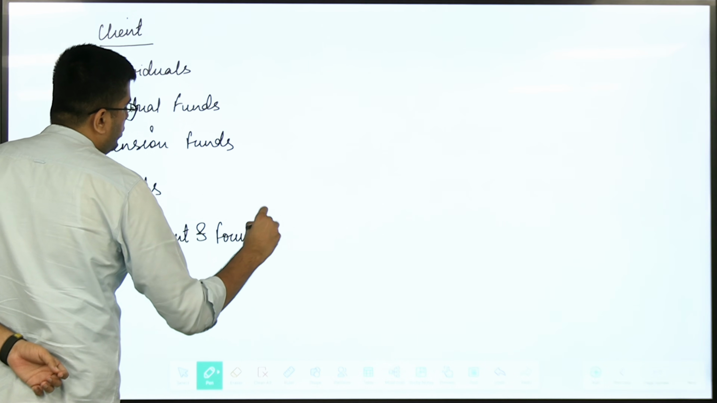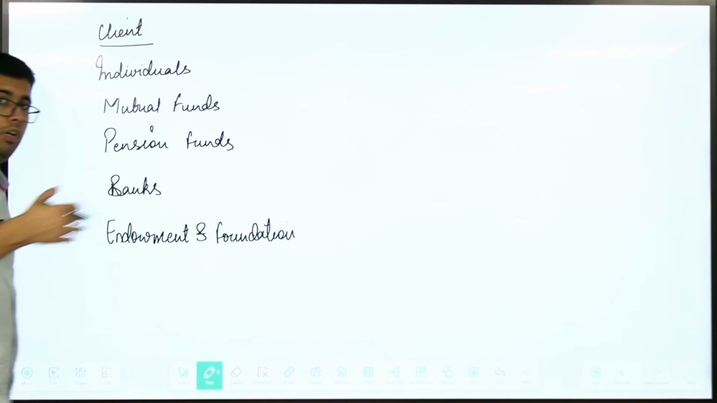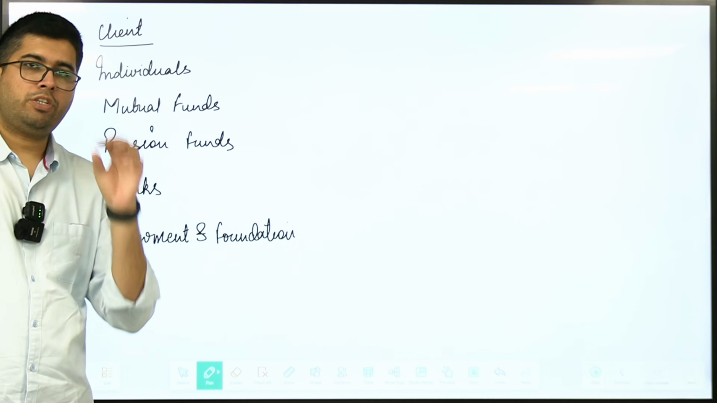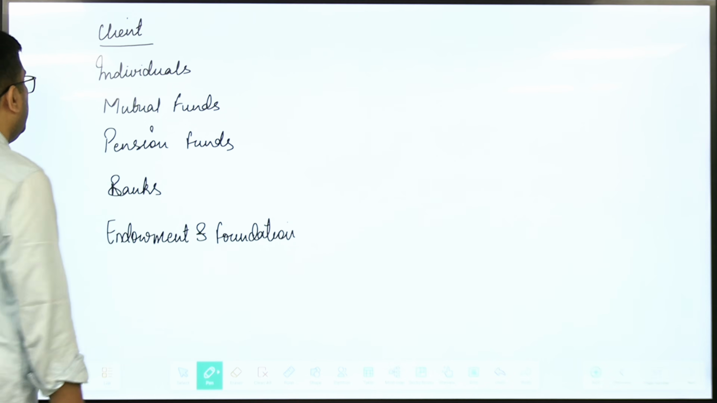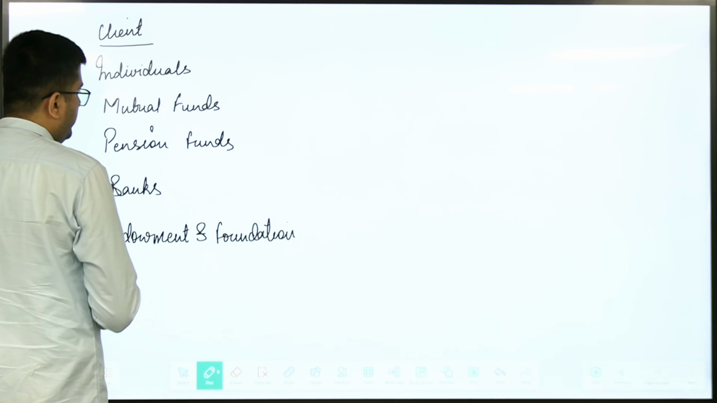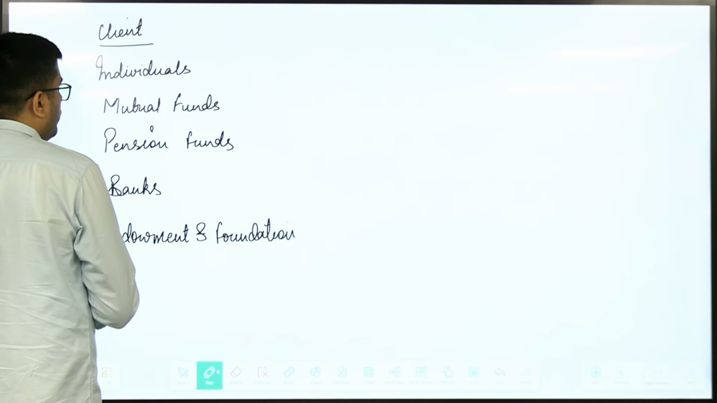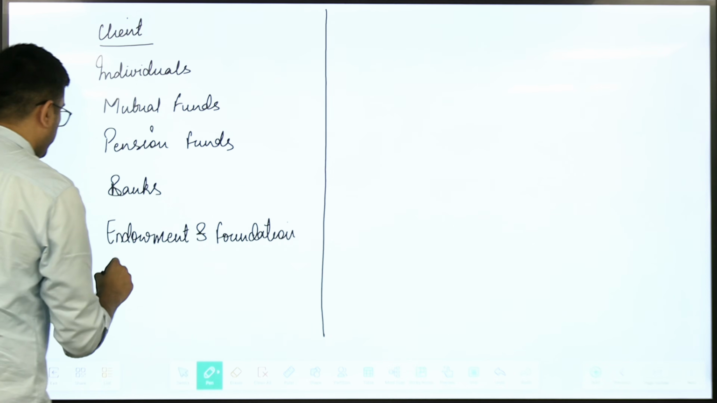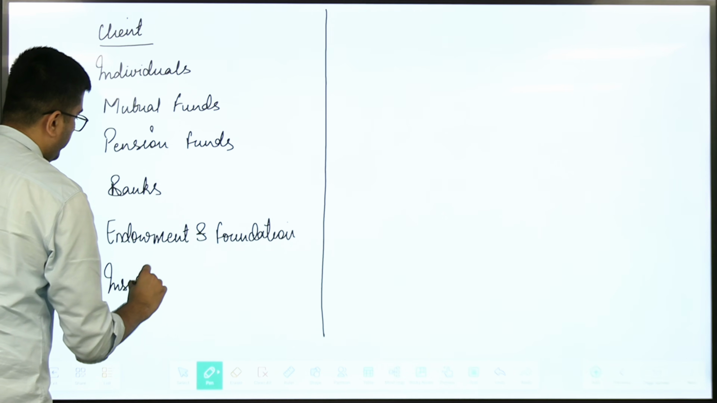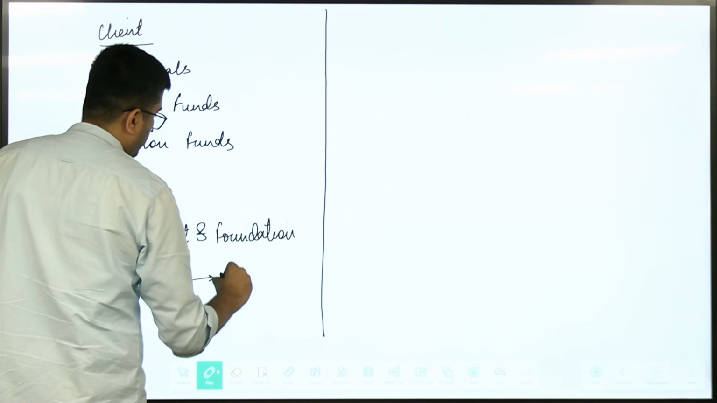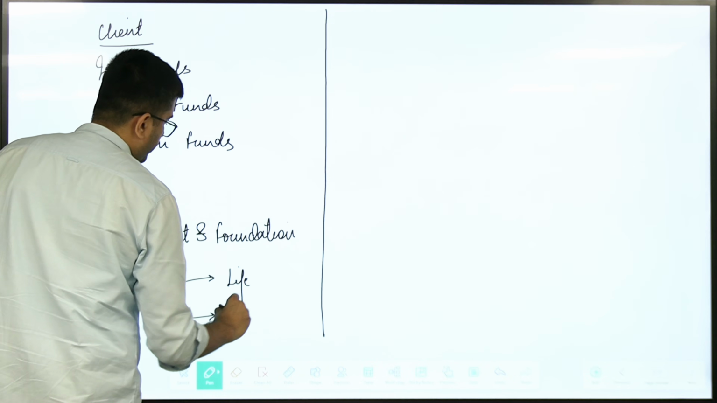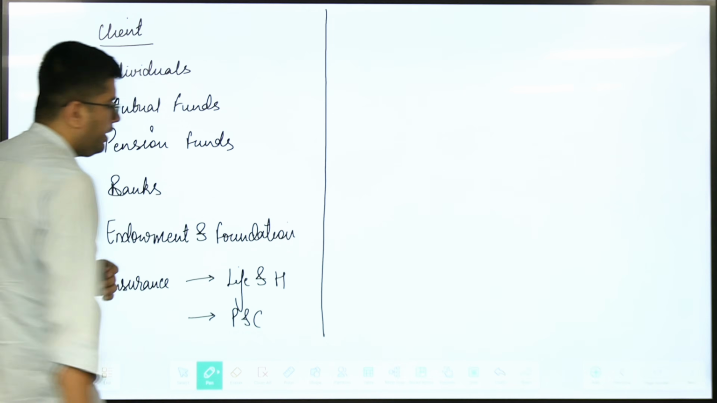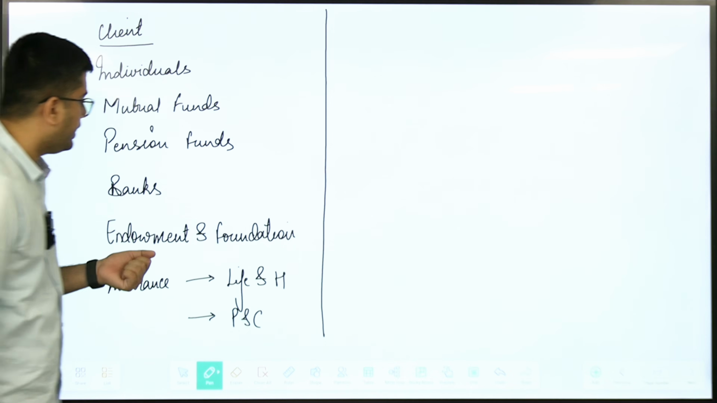Endowment and foundation are from universities. One is for regular ongoing support like scholarships, and the other is money that the universities receive for specific research purposes. So across all of these and other clients also, what we notice is that based on time horizon, for insurance, we generally can create two different conclusions based on whether it's a life insurance or is it property and casualty insurance. Life and health is one category and property and casualty is the second category.